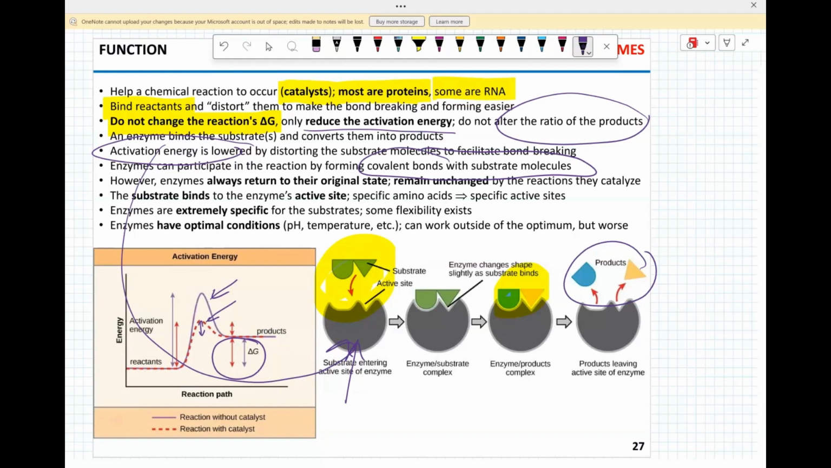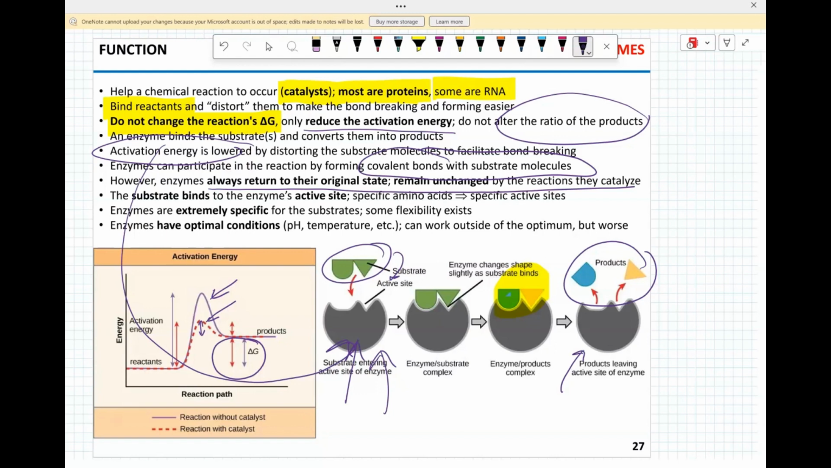But enzymes are never wasted in the reaction. They remain unchanged. They return to the original state once the reaction is complete. You can clearly see that the enzyme in the beginning and at the end of the reaction are the same.